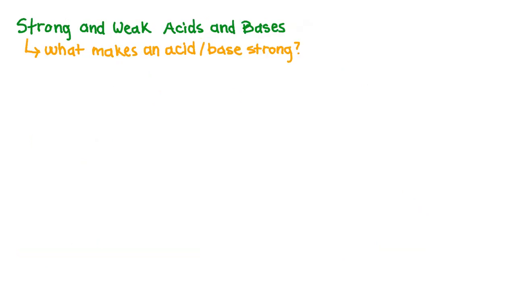So now that we know how to define acids and bases, let's explore some of the different kinds of acids and bases we'll encounter. Now there are two main categories of acids and bases: strong acids or bases and weak acids or bases. This distinction essentially has to do with how many units of the acid or base ionize to form H3O+ or OH- ions.